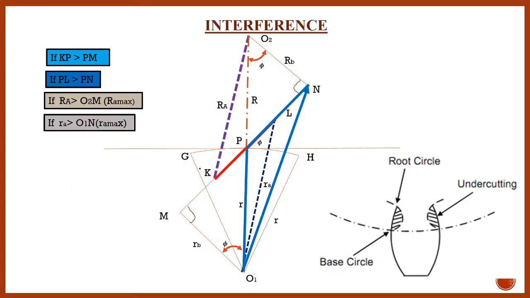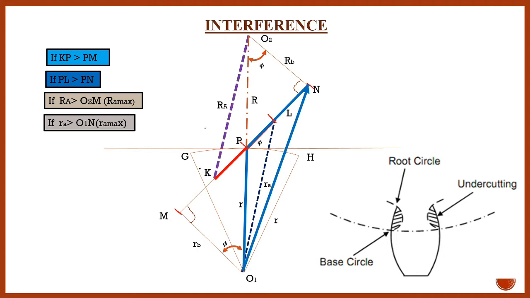Now there are some conditions for the interference. If KP, that means the path of approach, is greater than MP, then there will be the interference. That means this KP is just beyond this MP. Again, if PL is greater than PN, there will be interference.